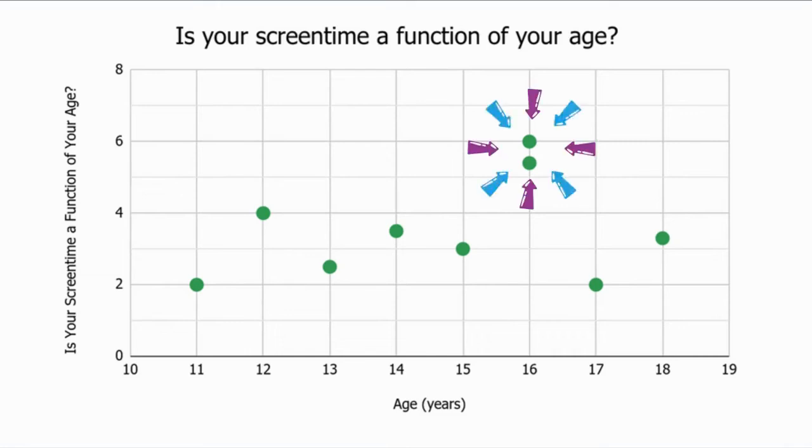Hopefully you were able to see that there is in fact one x value that repeats and has a different output. So if we look at the x value 16, we notice that it is paired with two y values. One time it appears to be paired with about 5.5, and the other time it appears to be paired with 6. So we would say that this is not a function because each x value is not only paired with one y value. There is one x value that repeats and has a different y value.